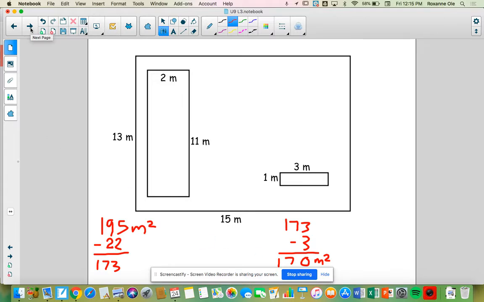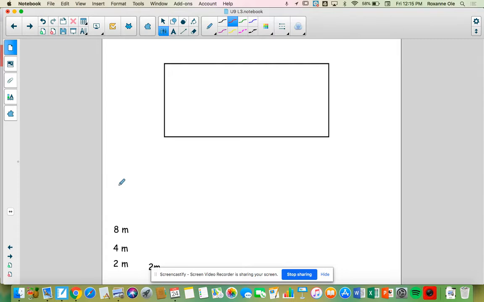The next word problem is talking about a swimming pool. I wish that it was weather that we could go swimming, but it's not yet.